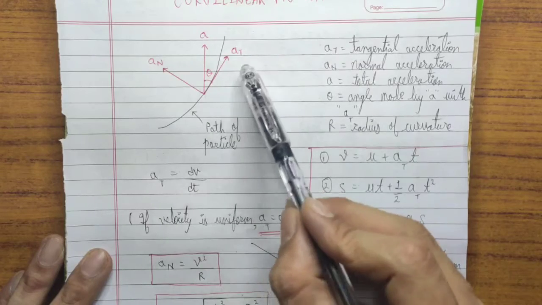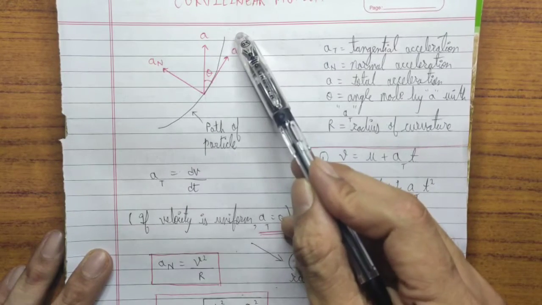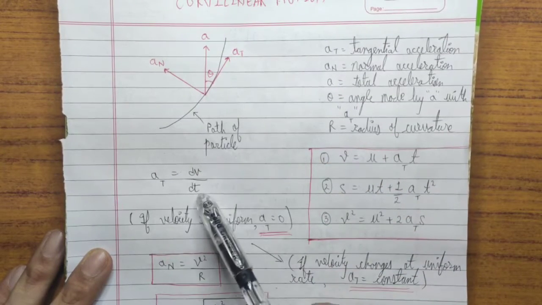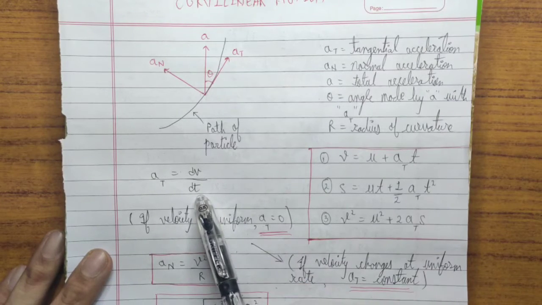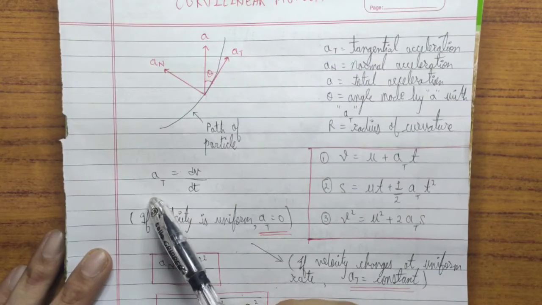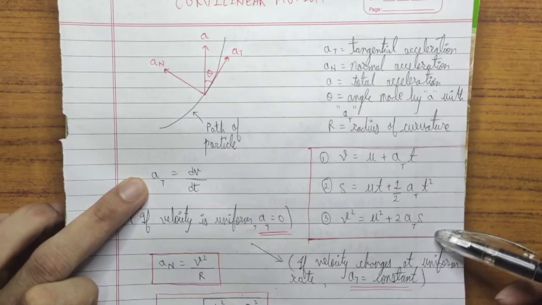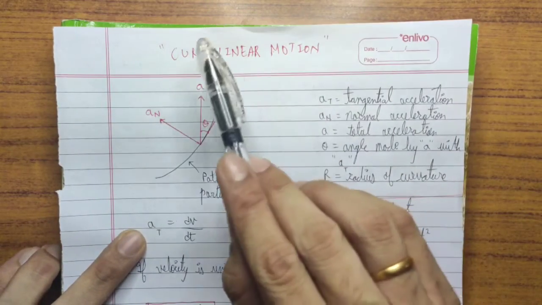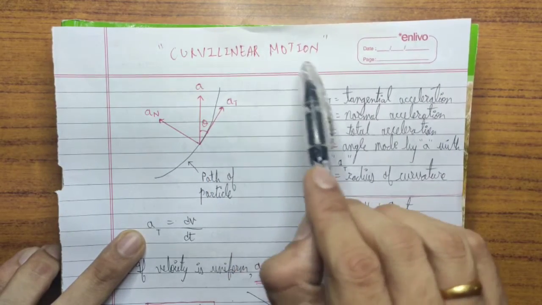Now see, as I have told you, AT, that is tangential acceleration, is responsible for the movement of that particle. Tangential acceleration is nothing but change in velocity with respect to time. If you want to find out AT, we should use the three basic laws of motion. This we have seen in linear motion. Since this is a curvilinear motion, a combination of curve as well as linear motion, we can use the formulas of linear motion.